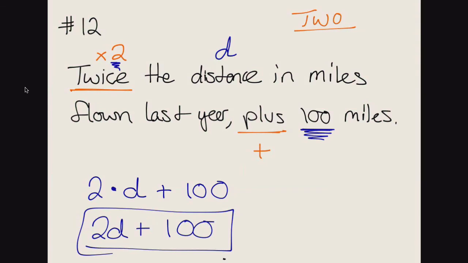Can you do all of our homework with us? Wait, how was the answer 2D plus 100? Twice the distance in miles flown last year plus 100. But you didn't solve it? No, that's all they want you to do. Oh, I solved it. I got D equals 50. I don't know how that's possible, but great work. Great work. I appreciate the enthusiasm.